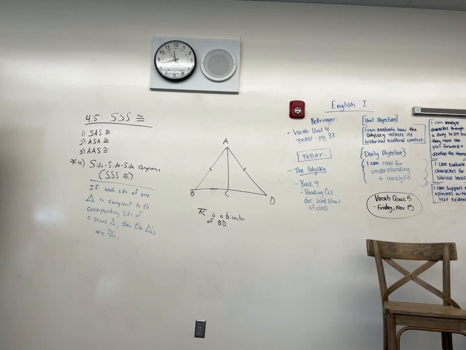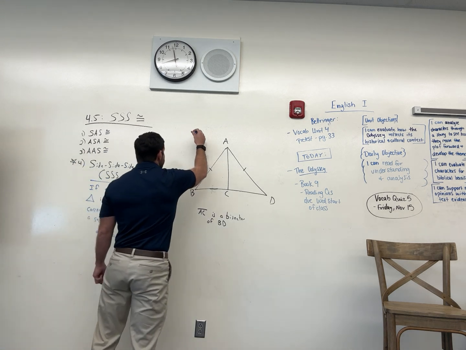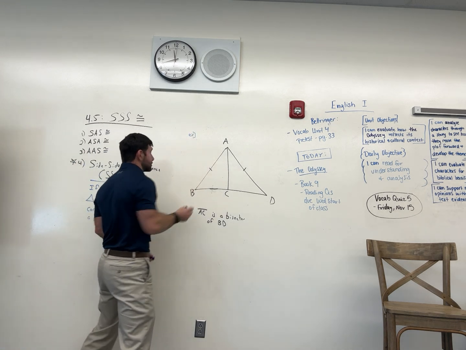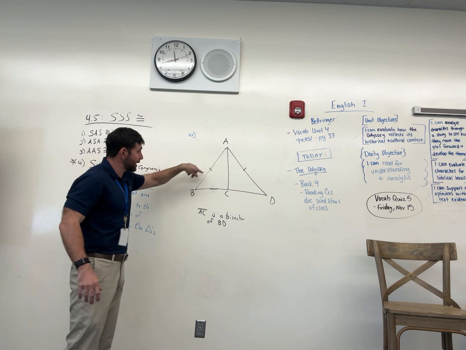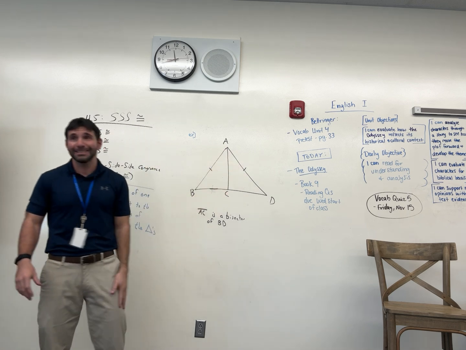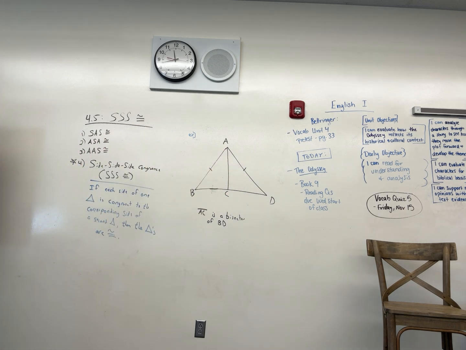Okay, so I have this triangle, or these triangles. We're not writing a proof, but we could. What I want you to do is verbally tell me how you would prove that triangle ABC is congruent to triangle ADC, knowing that we're going to be using side, side, side. How could I talk about that? Go ahead.